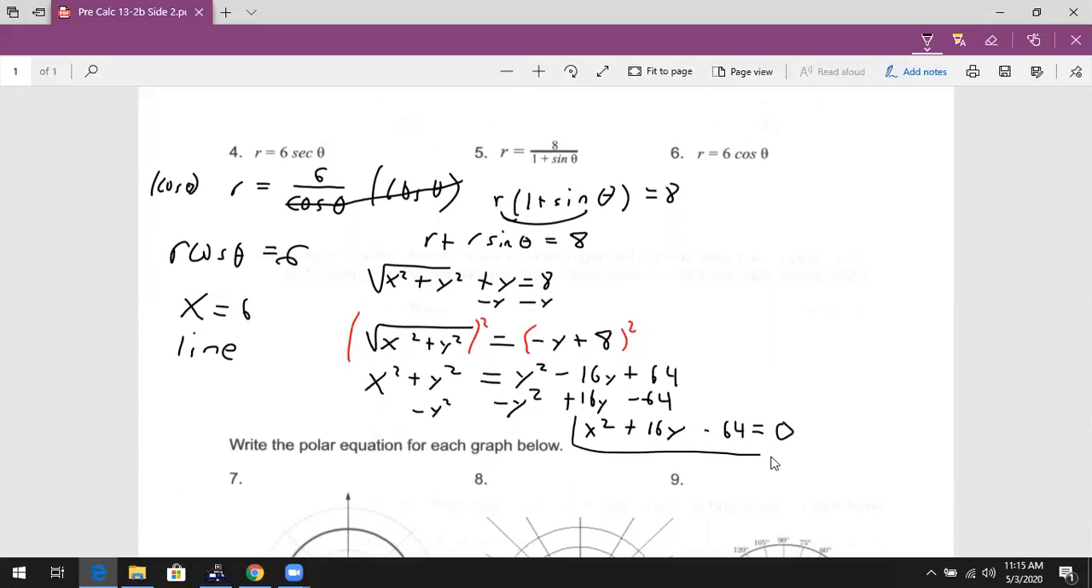And I want to know what this is, okay? Notice there's an x squared term. There is not a y squared term. There's a y term, but not a y squared term. So that makes this a parabola.